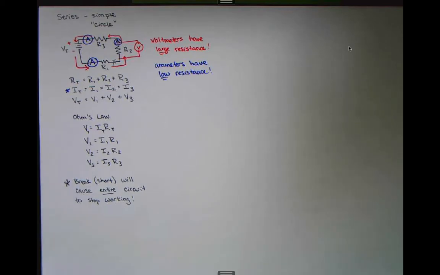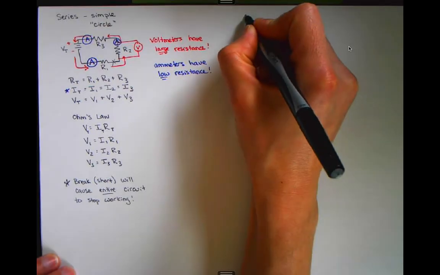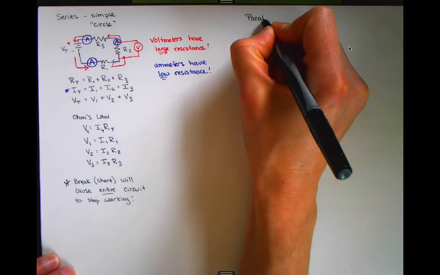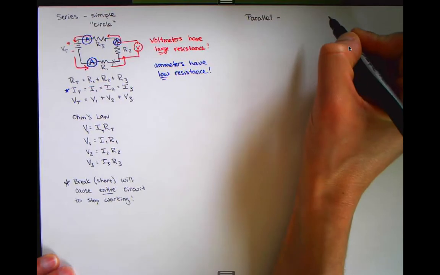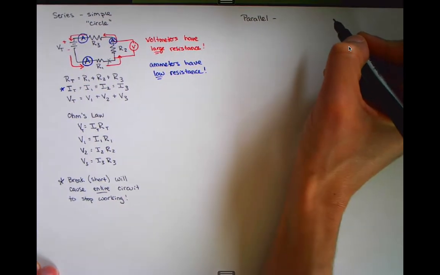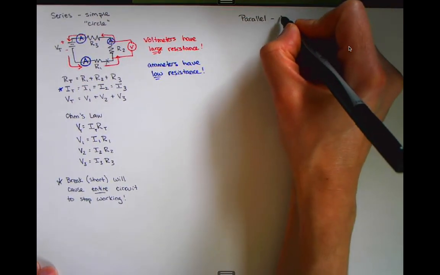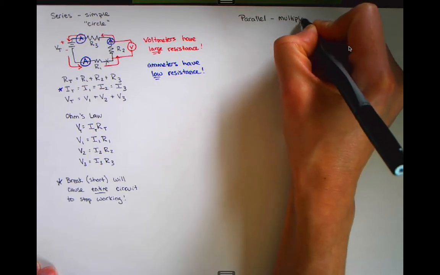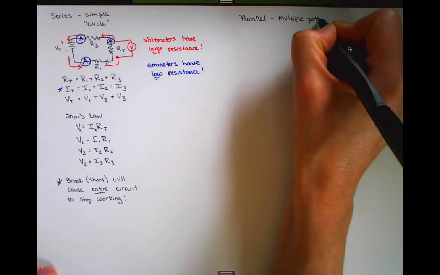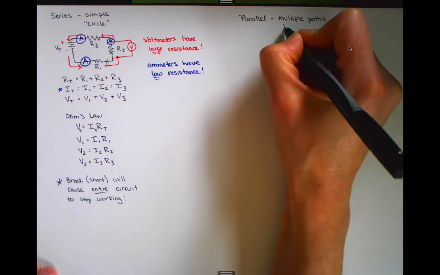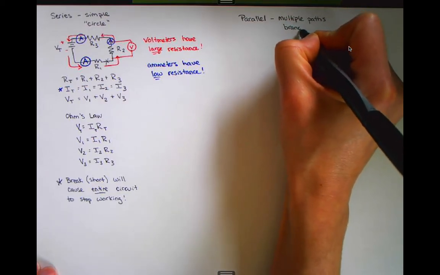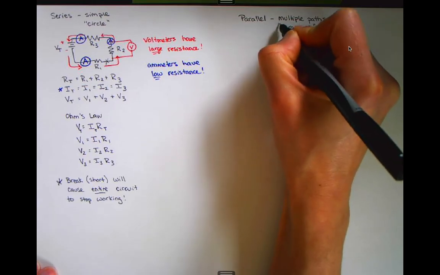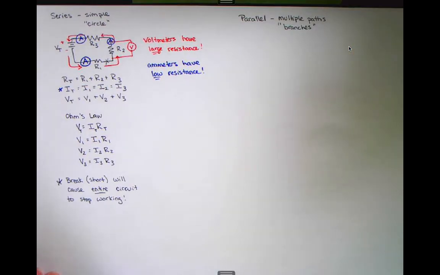Now let's talk about a parallel circuit. So on the other side here, I'm going to draw some things about parallel circuits. In a parallel circuit, these are a little bit more complicated. In a parallel circuit, you have multiple paths for current to flow. We call these branches. So you have these different branches where current can choose to travel.